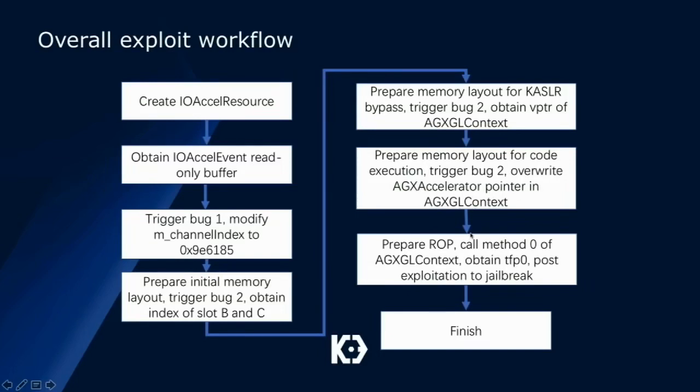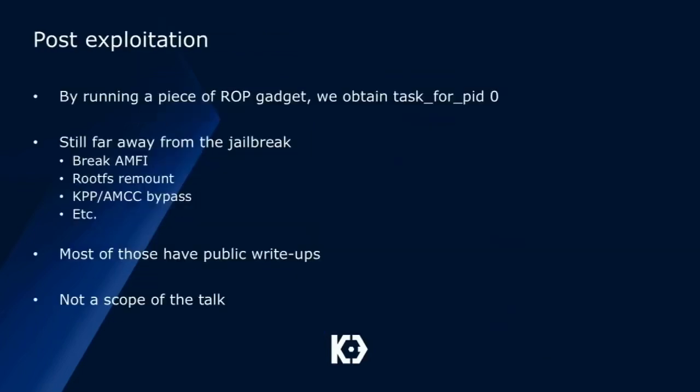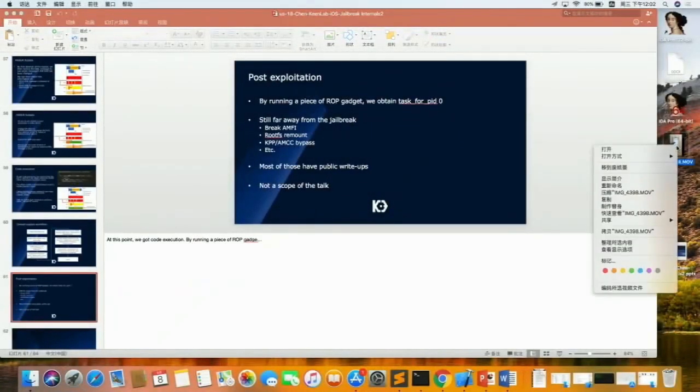And after that, we can perform a ROP and get the task for PID 0. And then we perform post-exploitation to jailbreak. So after that, we got the task for PID 0, but it's only the first step of the jailbreak. We still need to break AMFI, remount the root FS to read and write, and perform the KPP and AMCC bypass, etc. Those are very well documented publicly, and it's not in the scope of our talk. And we will show a demo of the attack.